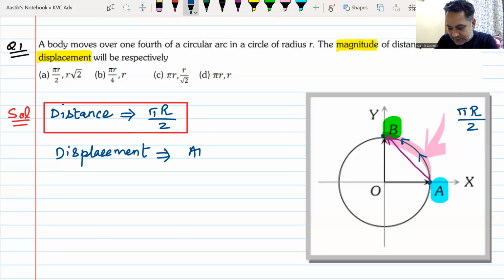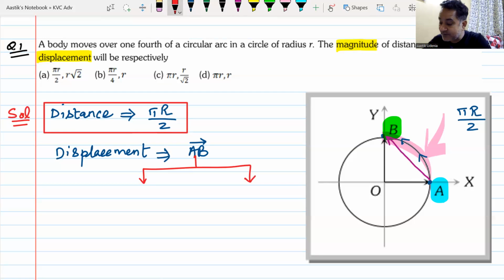Now this vector AB has two things. It has a magnitude and it has a direction. Can you tell me what is the magnitude of this vector? Magnitude of this vector means the length of this side AB. Can you tell me what will be the length of this side AB? As you can see, this is something that you know. This side is R, this side is R. Can you tell me what will be the length of the side AB?